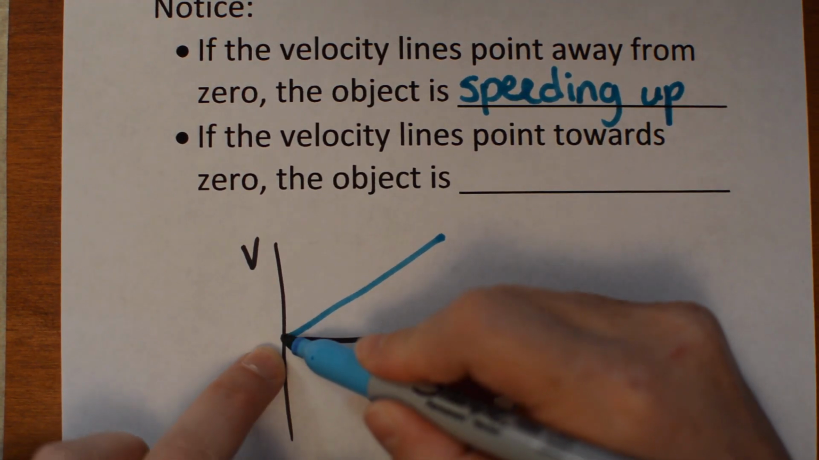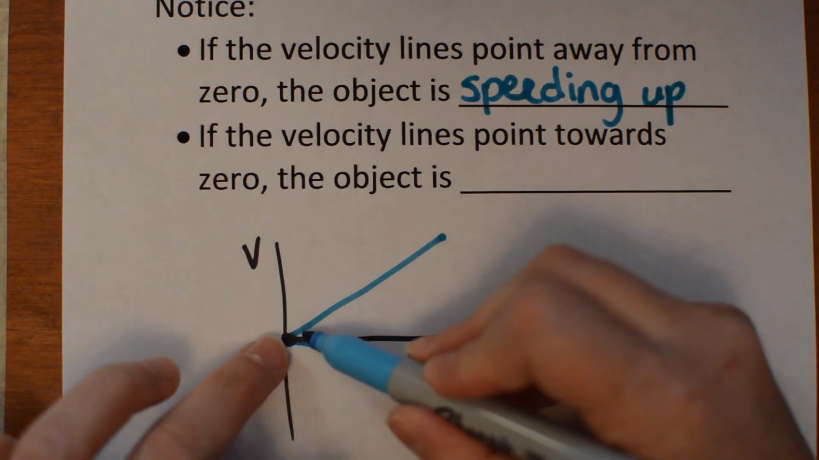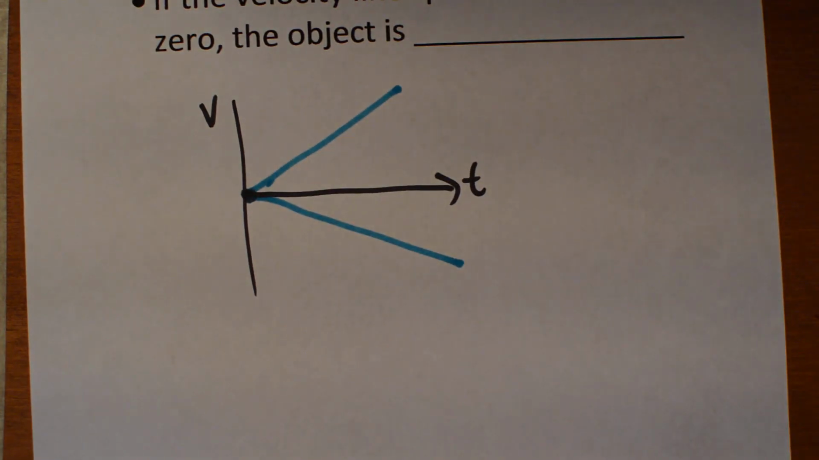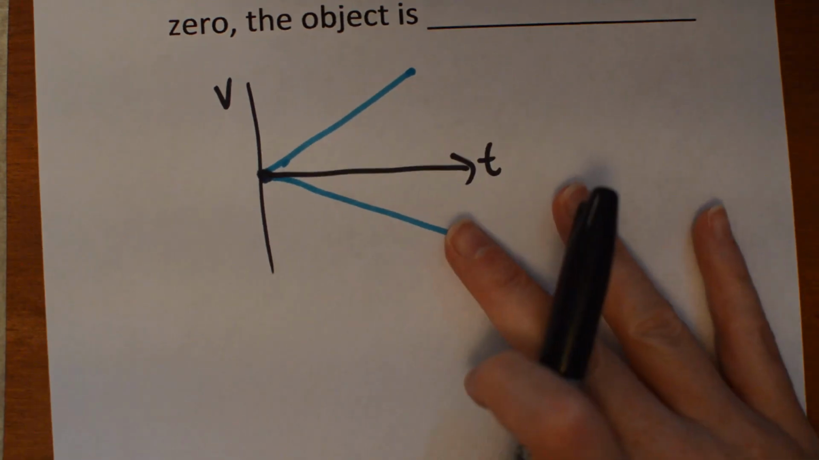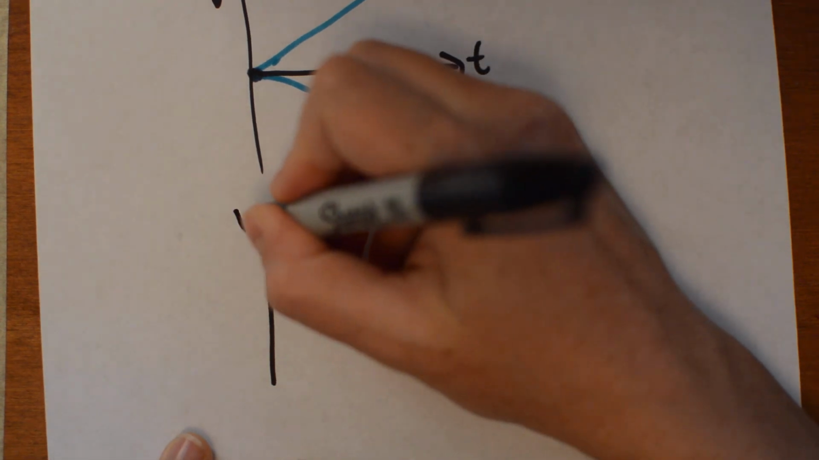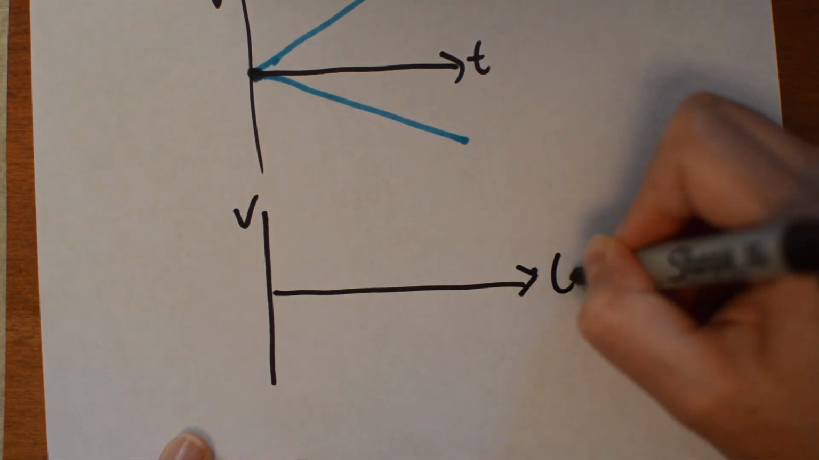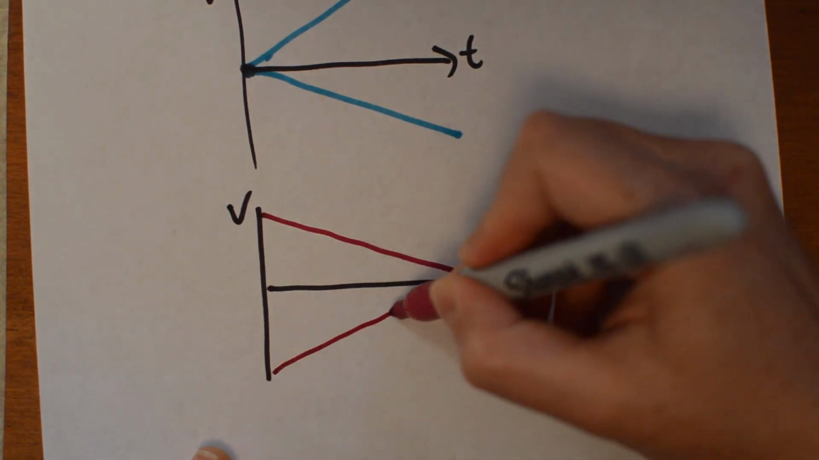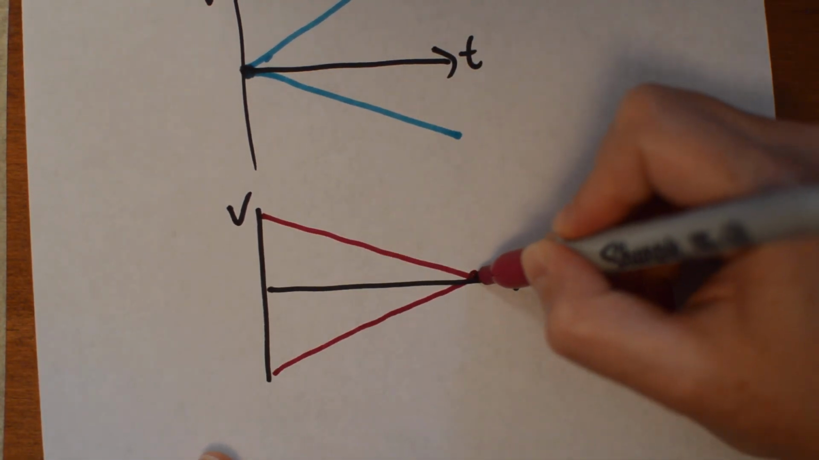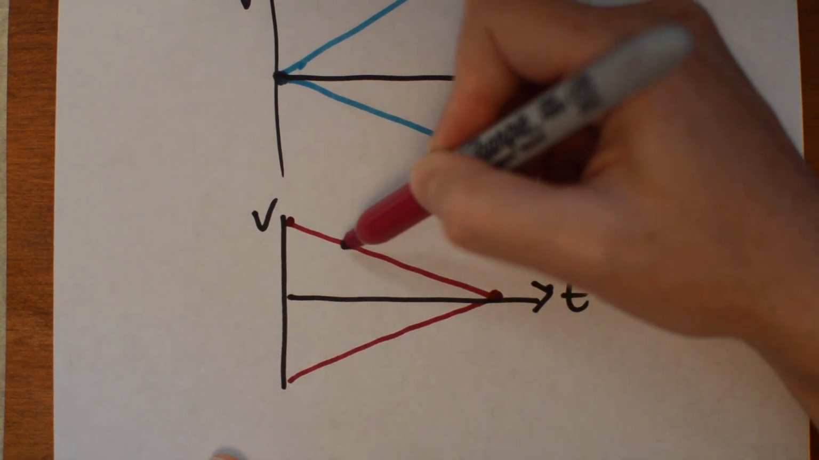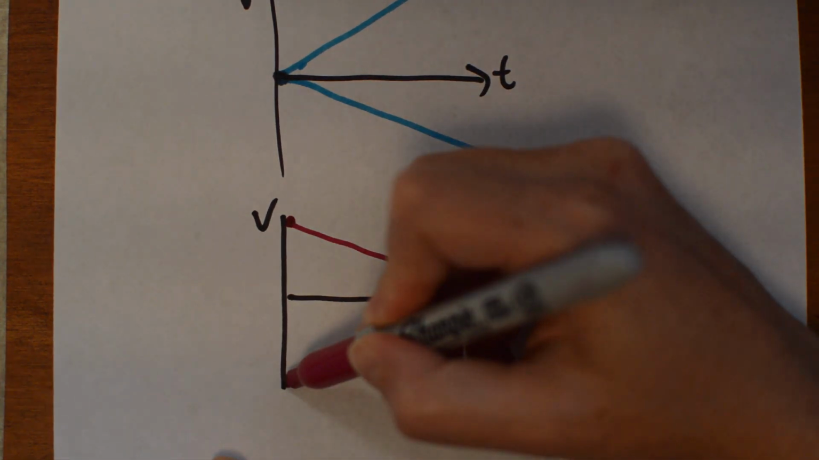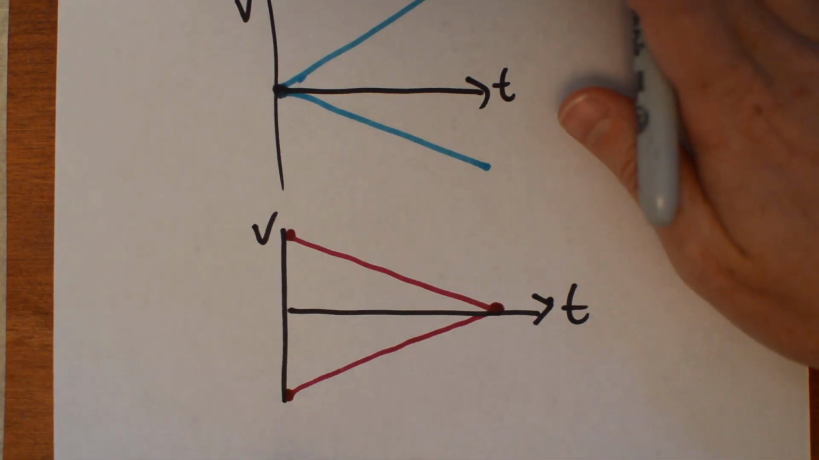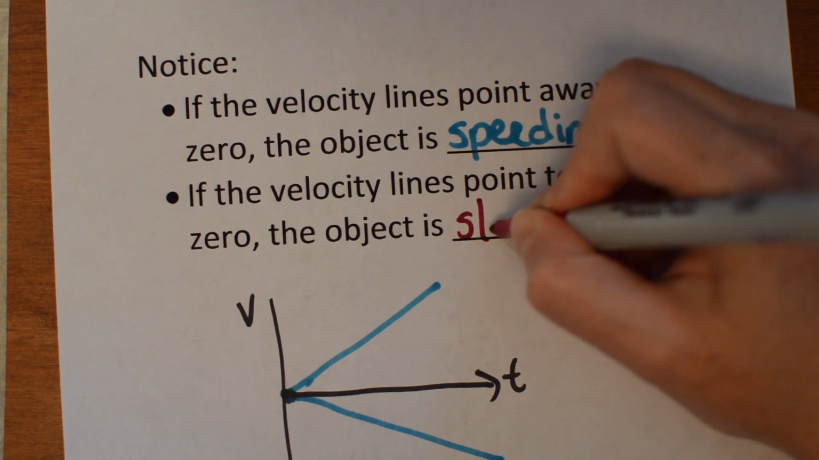Because 0 is stopped, so going away from 0 is speeding up, either speeding up forwards or speeding up backwards. If you see the lines pointing towards 0 as time goes on, so that would be like this. Here's V and T. This situation or this situation, 0 is stopped, right? So you're starting out fast here and getting slower and stopping, or starting out fast backwards here, getting slower and stopping. So in both of those cases, if the lines are going towards 0, your object is slowing down.